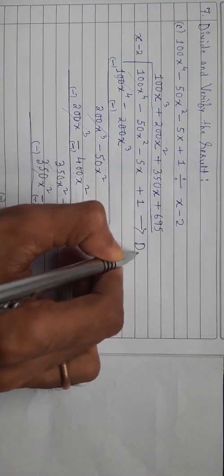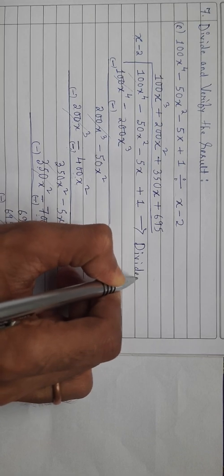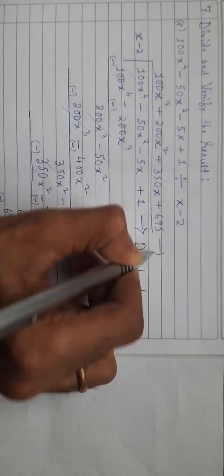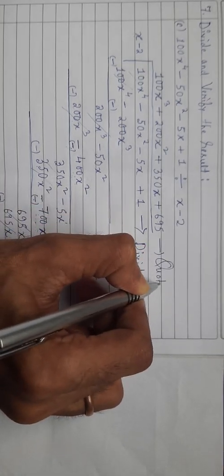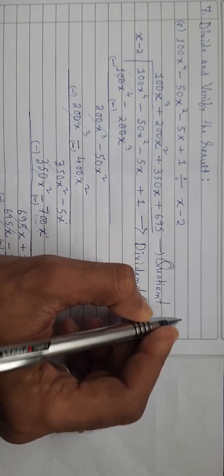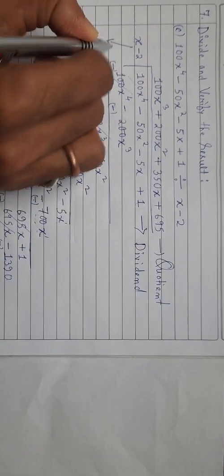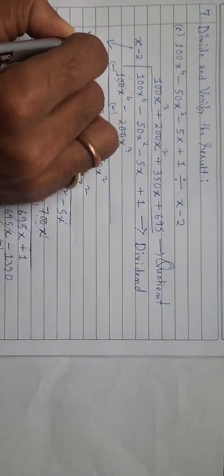This is the dividend. This is the quotient. And this is the divisor.